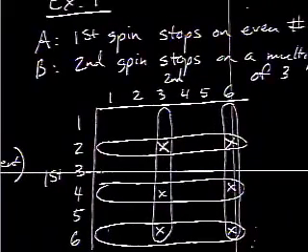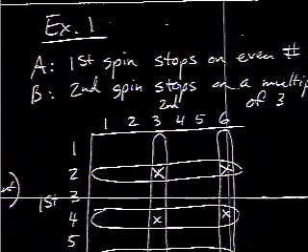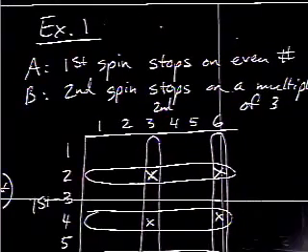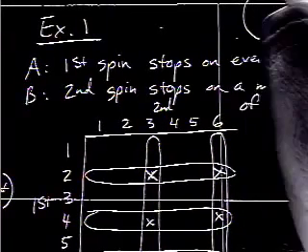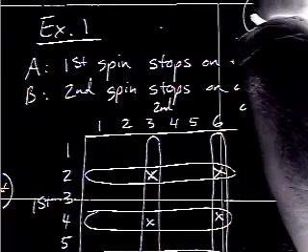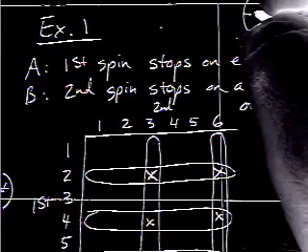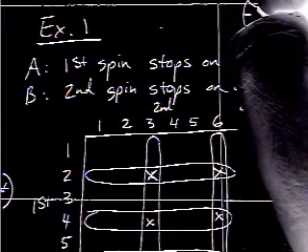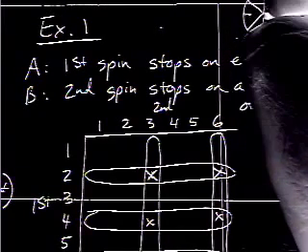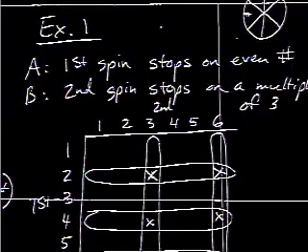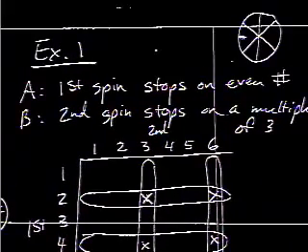So let's look at an example. Example 1. It says that for event A, we got a spinner. On this spinner we have, oops, I'm going to draw it wrong. I think I already just did. Let's see if I can save it. Six equal spaces.